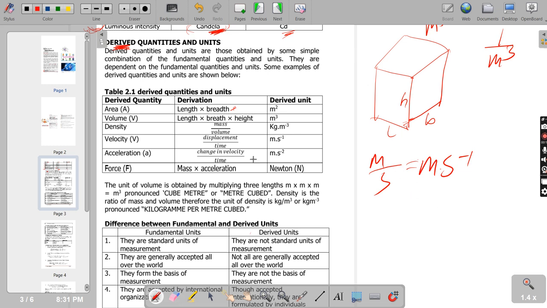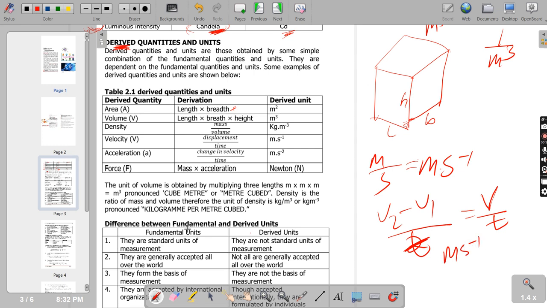So the acceleration is changing velocity, v2 minus v1, for instance, over time. Now, changing velocity will still give you velocity, so this will give you velocity over time. Sorry, I wrote 2 instead of t, over time. And remember, velocity is what? Meter per second.